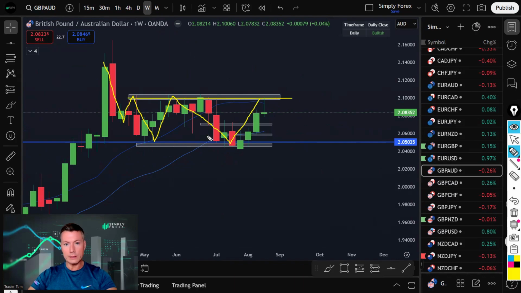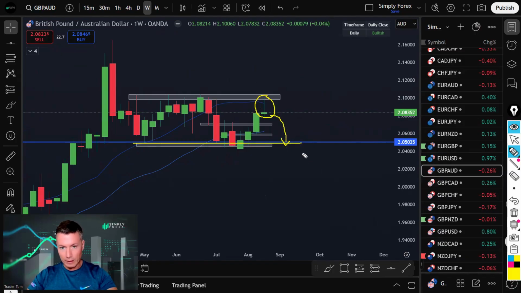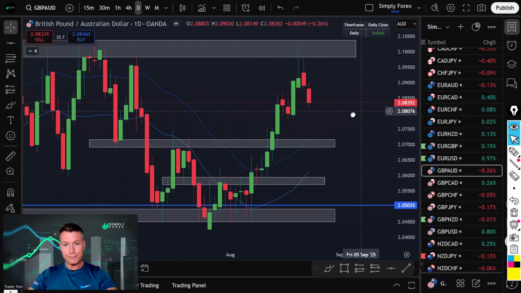This is resistance, this is support, and this is pretty much where we found ourselves. Now, with this big weekly bearish candle, the idea would be to eventually take price all the way down to the bottom of the range. So weekly is telling me I can sell. Again, pound weakness.